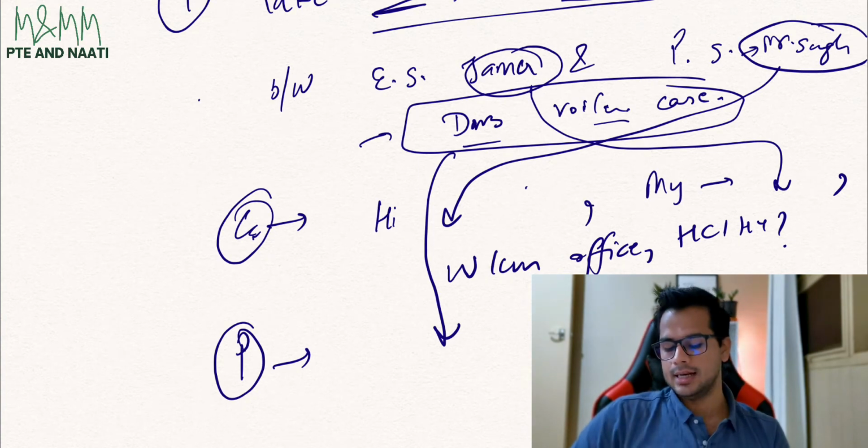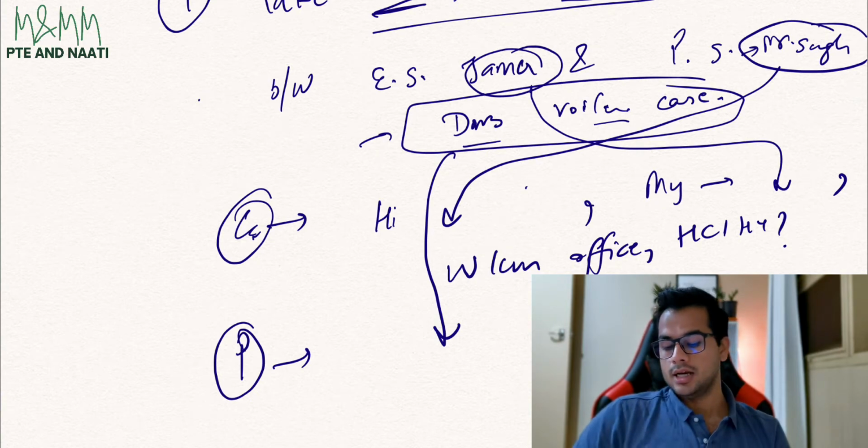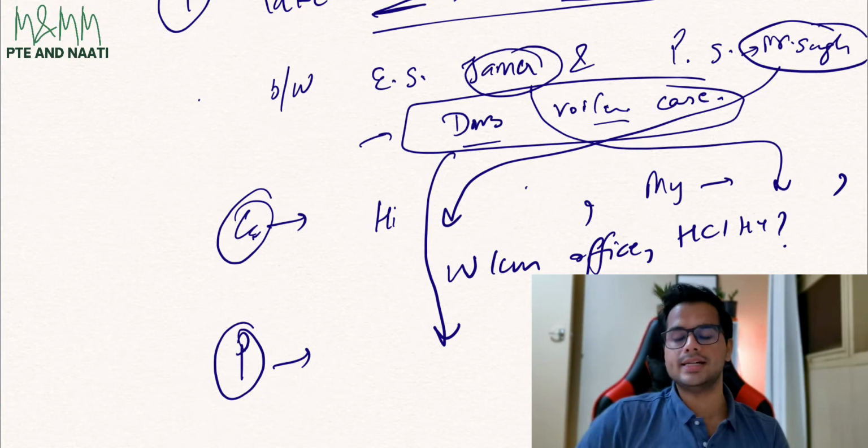For example, let's say the English person starts speaking the first segment. They will say, "Hi, Mr. Singh, welcome to my office. My name is James. How can I help you today?" Right? Now, if you were to write down the note taking of this, you would write something like this. "Hi, Mr. Singh. My name is James. Welcome to my office. How can I help you today?"